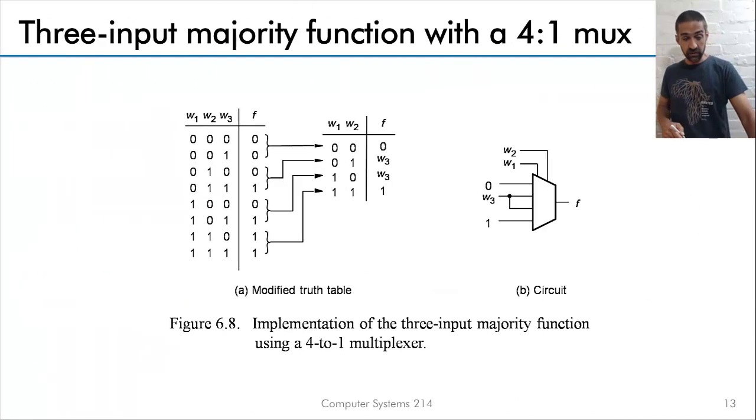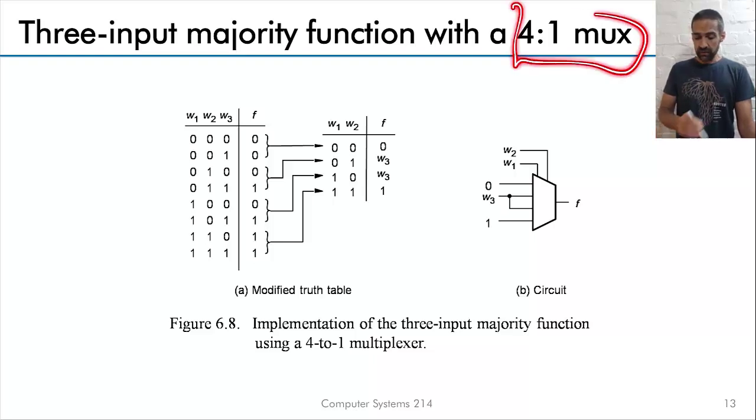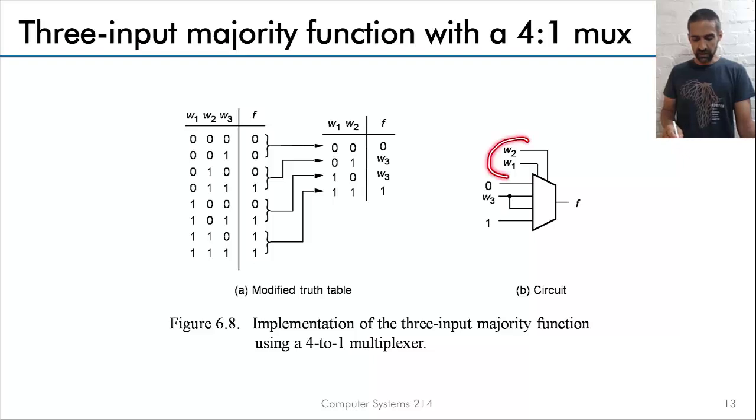So I don't know about you, but I find that fascinating. All right, so let's look at a 3-input majority function with a 4-to-1 multiplexer this time. So immediately a light should go off: the examiner asked for a 4-to-1 mux. A 4-to-1 mux has 2 select lines.